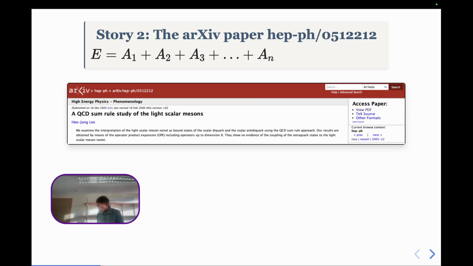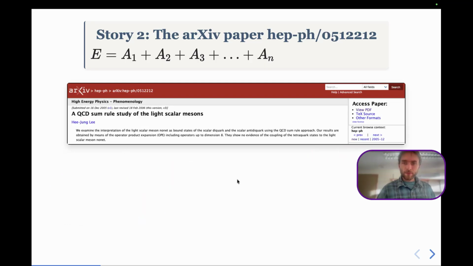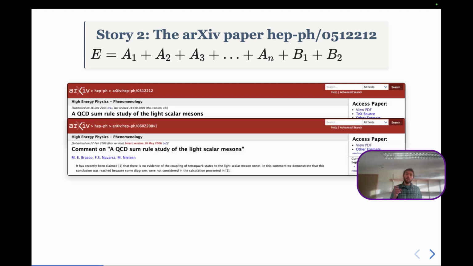Shortly after this paper went onto the arXiv, another paper appeared, and I'm going to move myself over here. That paper was called A Comment on the QCD Summary Study of Light Scalar Mesons. And people often publish comments if they've tried to communicate with the author to tell them that there's an error, but perhaps there's a disagreement and they think it's worth writing another paper or comment and putting on the arXiv about a paper. What this comment said was that Hee-Jung had made a mistake. He'd missed two terms, B1 and B2, which when added to the quantity E, invalidated Hee-Jung's conclusions.